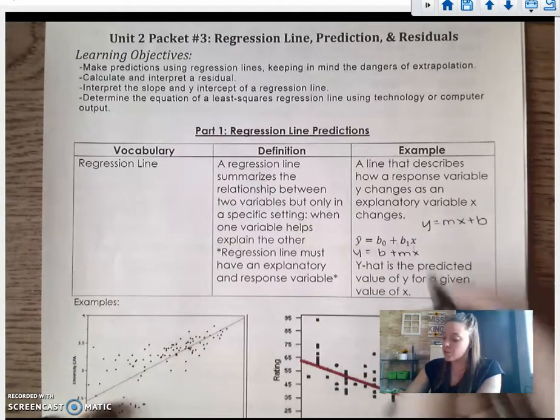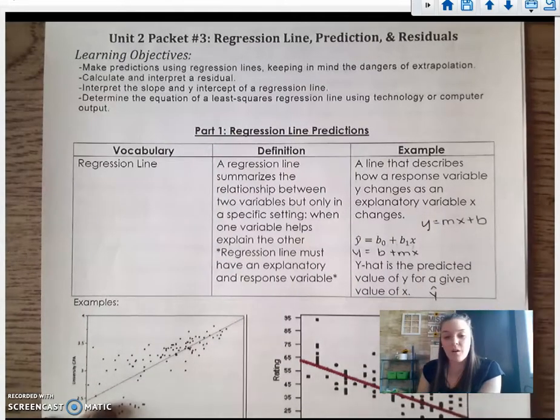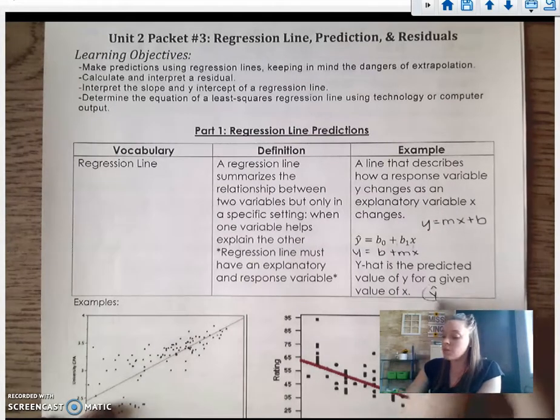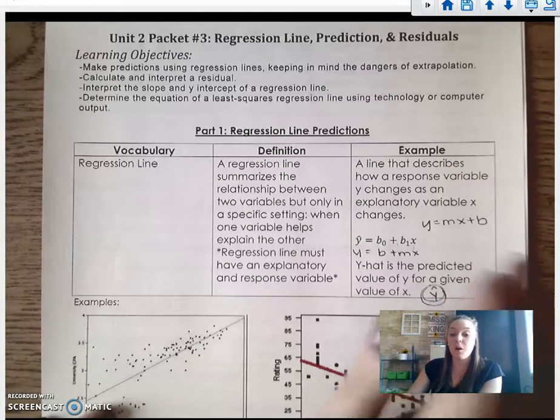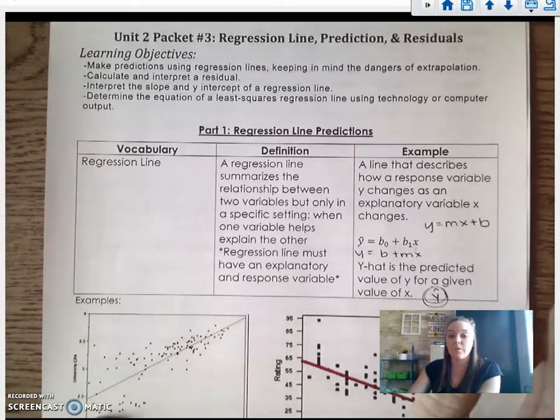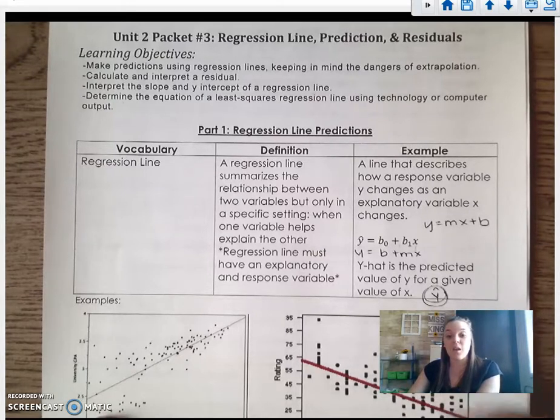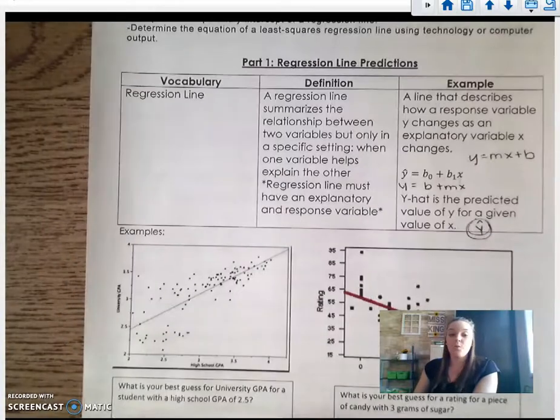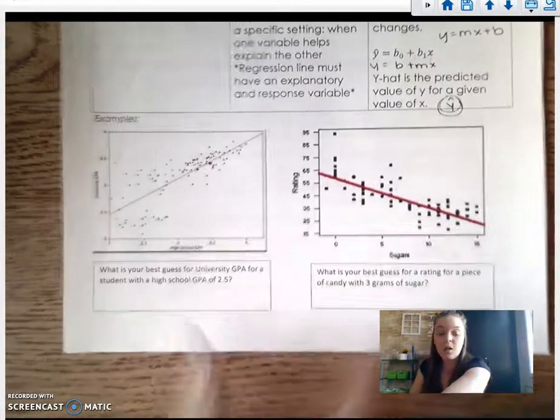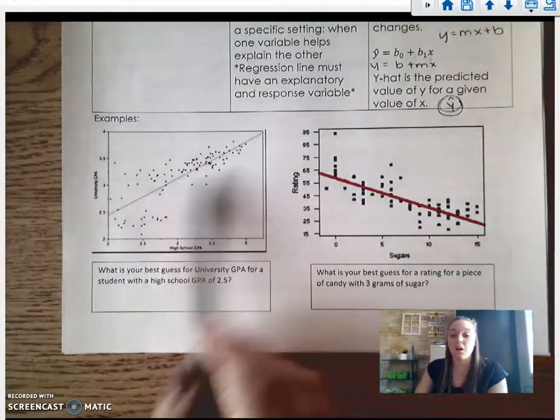Y hat, so when you have a y with a hat on top of it, is your predicted value of y for a value of x. So whenever you see this symbol right here, you know they're talking about a prediction, not a true value. So an example of this might be that you might see a correlation between the amount of time you study and your test score. The more you study would be your explanatory variable, your response variable would be your test score. So if we look through some examples, they can give you the regression line and ask you to interpret it or find values based on the regression line.